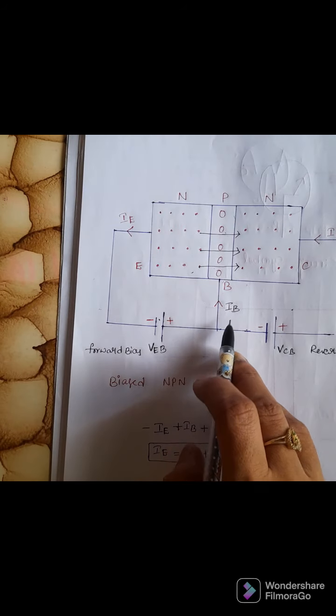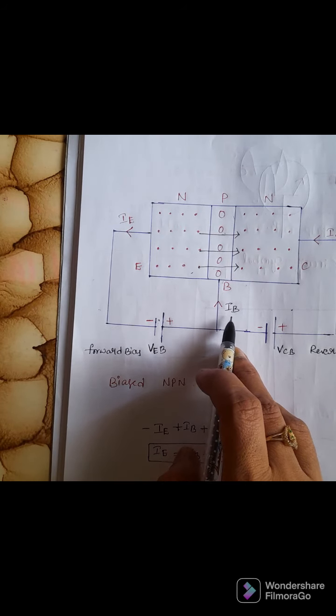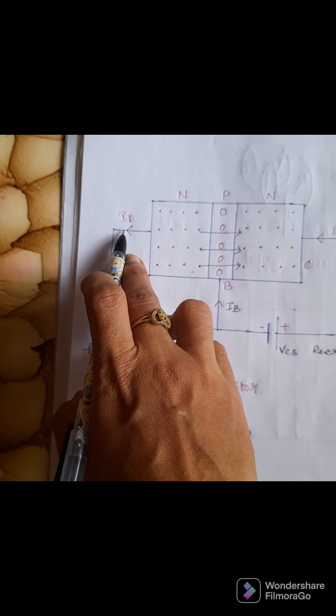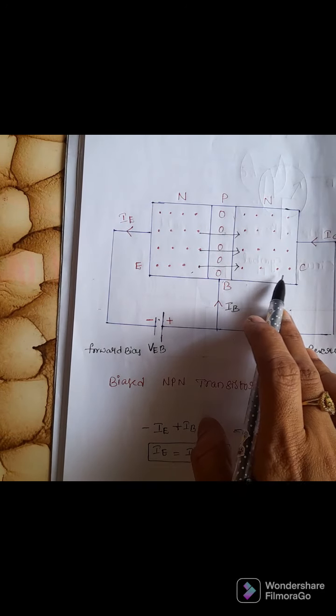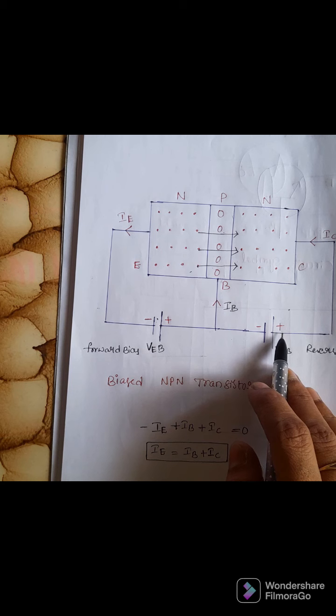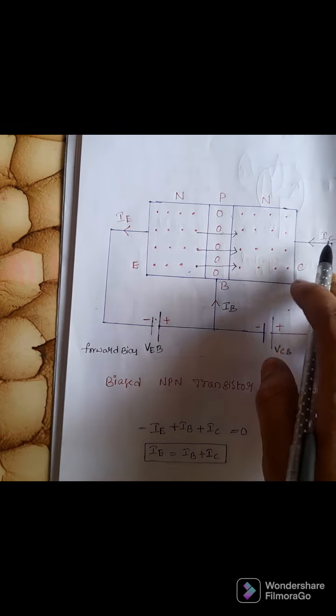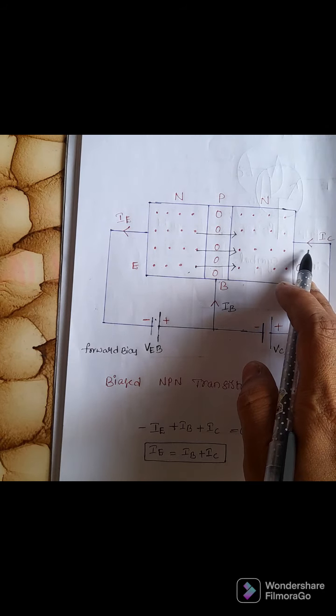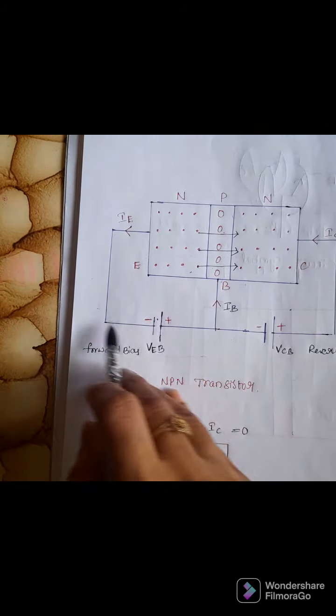So due to base there is some current, that is IB, and due to emitter E there is a current, that is IE. Here most of the electrons in collector region are attracted by the positive polarity of the battery and constitute some current IC, and current flows in the NPN transistor from IC to IB to IE.